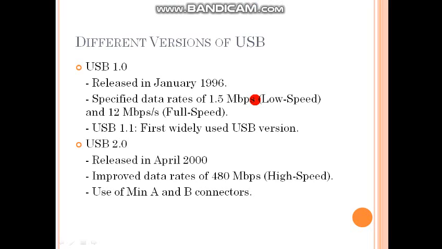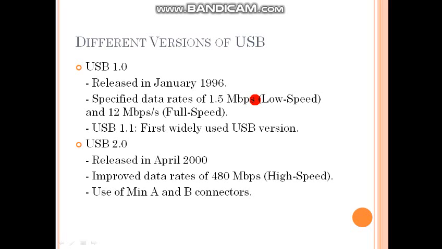There are different versions of the USB. Initially USB 1.0 was released in January 1996. USB 1.0 has a data rate of 1.5 megabits per second, which is low speed, and 12 megabits per second of full speed. USB 1.1 is the first widely used USB version.